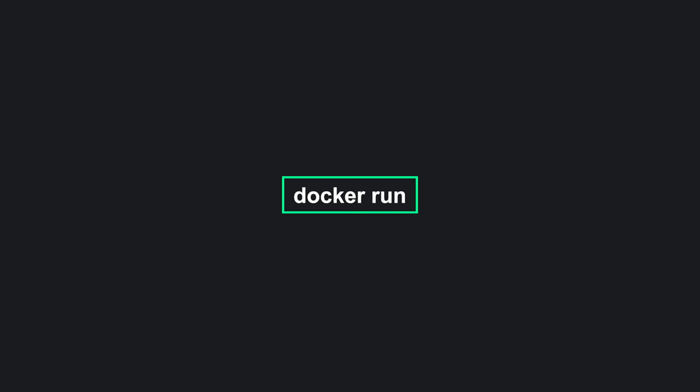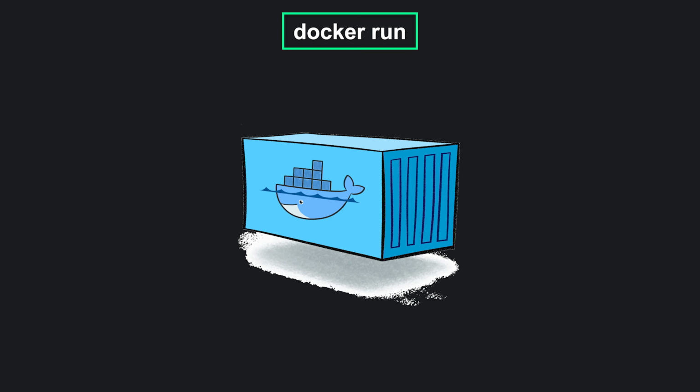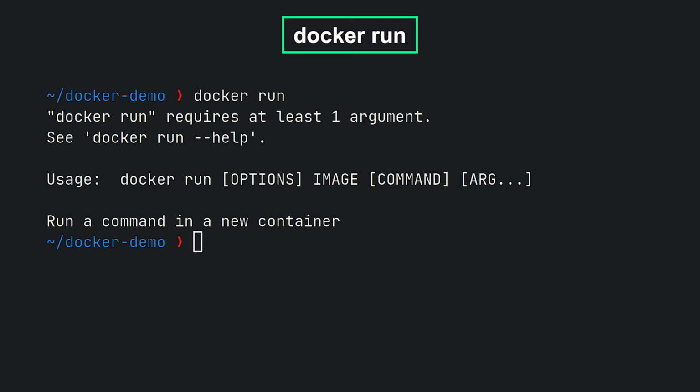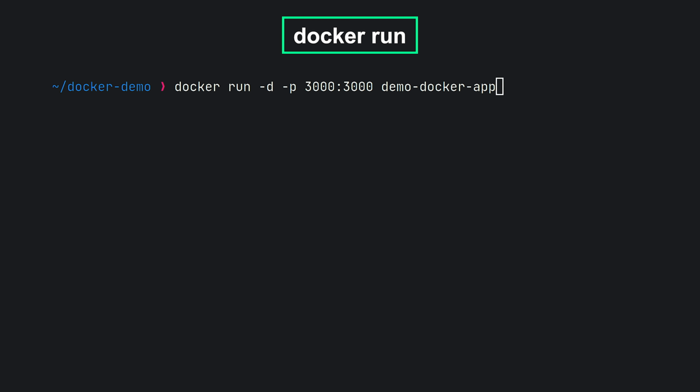To run an application in a container from an image, we use the docker run command. To run the image that we just created, we can give the command as docker run -d -p 3000:3000 demo-docker-app. The -d flag is to run the new container in detached mode, which means it will run in the background. The -p flag is to create a mapping between the host port, which is 3000, to the container's port, which is 3000. Without the port mapping, you won't be able to access the application.